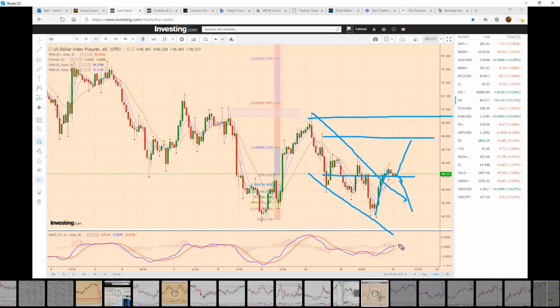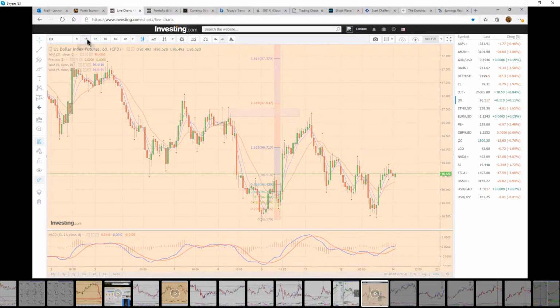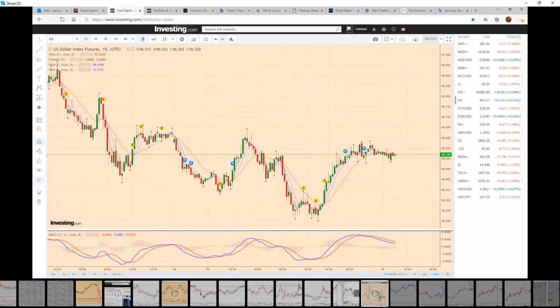So right now, MACD is not giving us any indication of what it wants to do. So I mean, this could go and turn and go down. This is my expectation, for this to fall. However, we can look at it a little closer. Let's drop down to the 15-minute time frame, and we can get a better idea of what's going on.